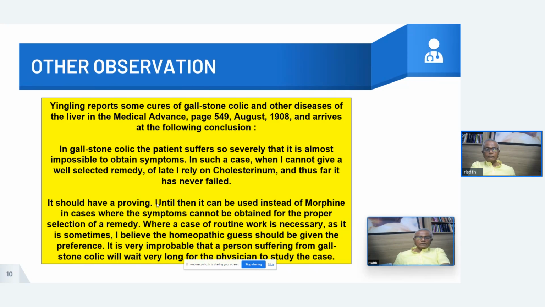Understanding about the function of the epithelium cells. So when a case of routine work is necessary, as sometimes I believe the homeopathic case should be, no, this is guesswork. It is very improbable that a person suffering from gallstone colic will wait a longer time for the physician to study the case.